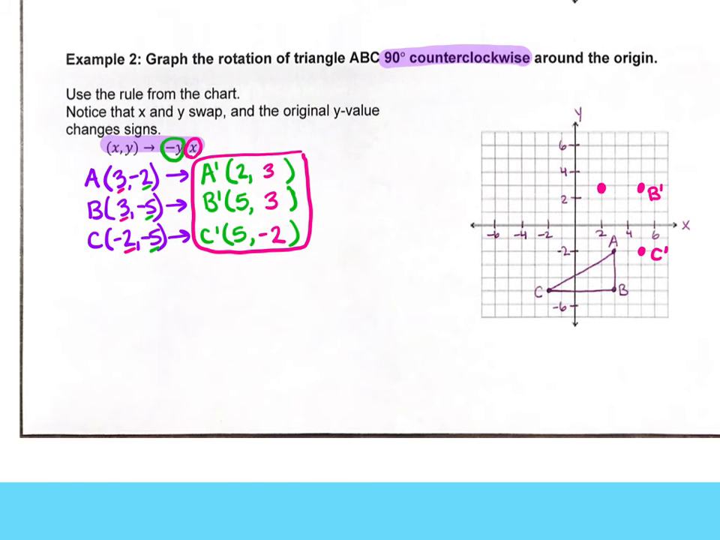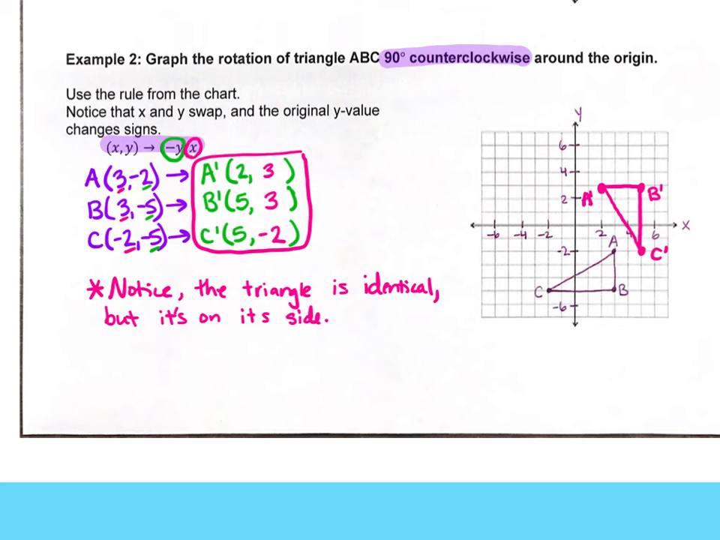I'm going to move my A prime label over, and then I connect my points. These are the vertices of the triangle. And I see that I have an identical triangle. It has turned, so I'm going to notice this. Notice the triangle is identical, but now it's on its side. A 90-degree rotation will turn an object on its side.